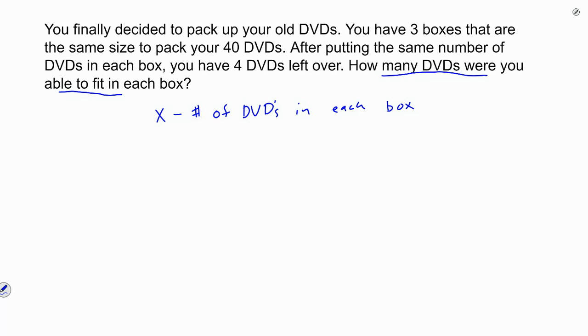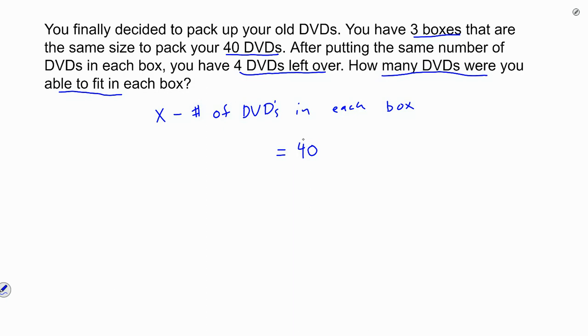So now we're going to see if we can set up an equation to solve this problem. Let's look at some important information. I see here, first of all, that I have 4 DVDs left over. I have a total of 40 DVDs, and I have 3 boxes. What I'm thinking is I know that my total number of DVDs is 40, so I'm going to have something equal to 40, because that's how many I have in total.